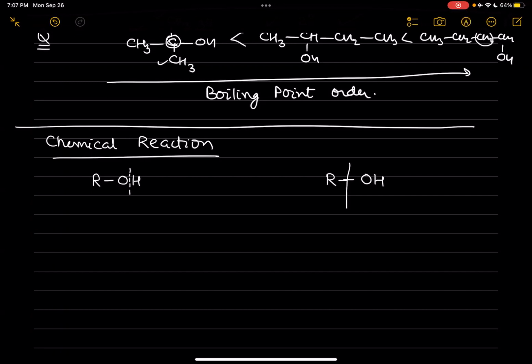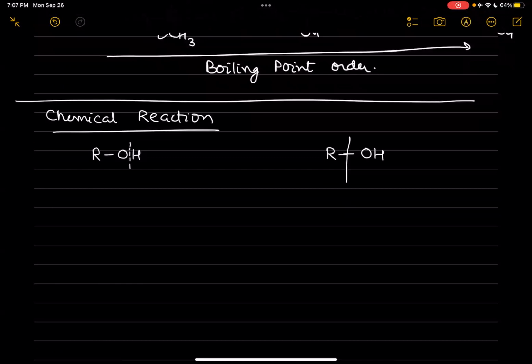In the reactions in which you are breaking the H plus, the smaller the alkyl group, the more easily the H plus is going to break apart, as in methanol. So the rate is like this. Is it clear?